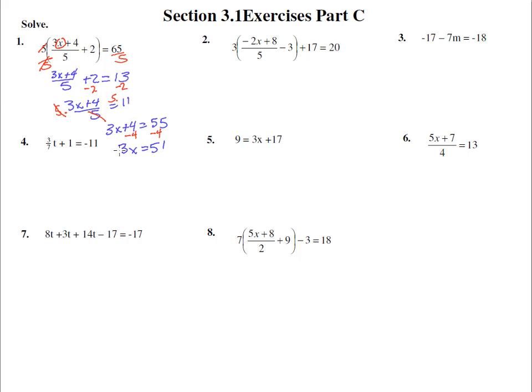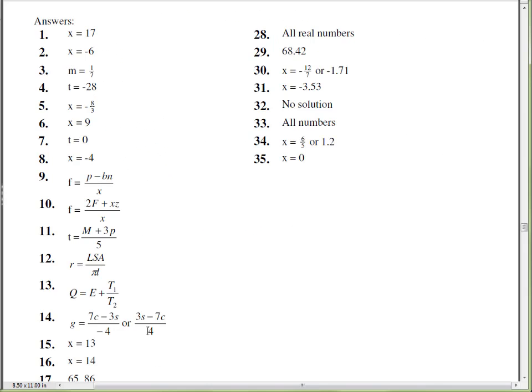And the last thing to get rid of is that 3. Divide by 3, and we get that x equals 17. Let's check our answer on that one. Oh yes, x equals 17.